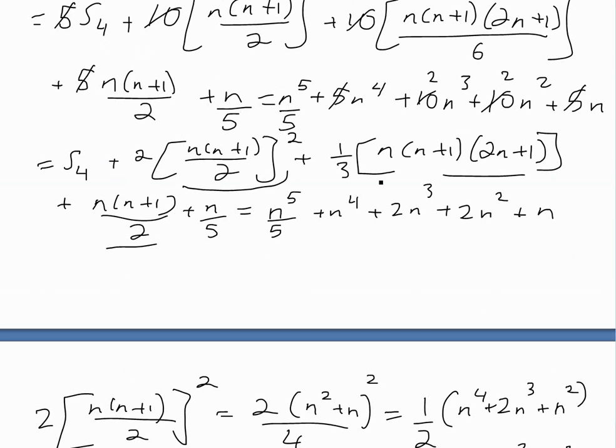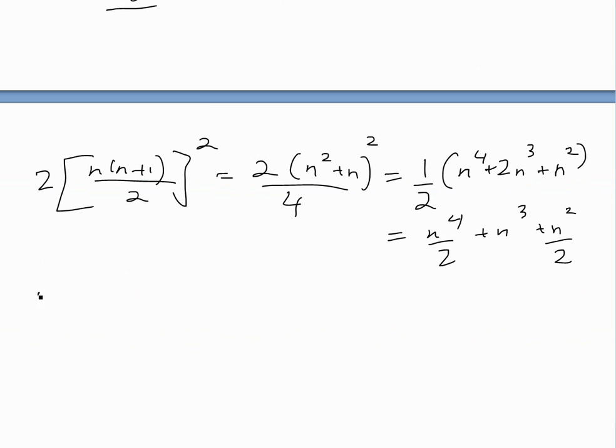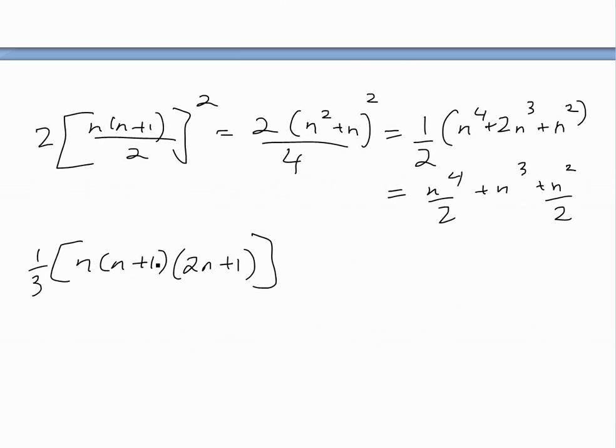So we have this part. So now let's do this one right here. Expand this out, so we get a 1 over 3. Yeah, so we get this part right here, 1 over 3 n times n plus 1 times 2n plus 1. So simplify this, 1 over 3. Multiply this n inside, we'll get n squared plus n times 2n plus 1.